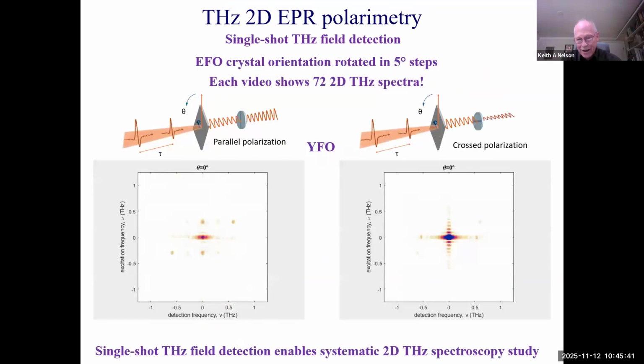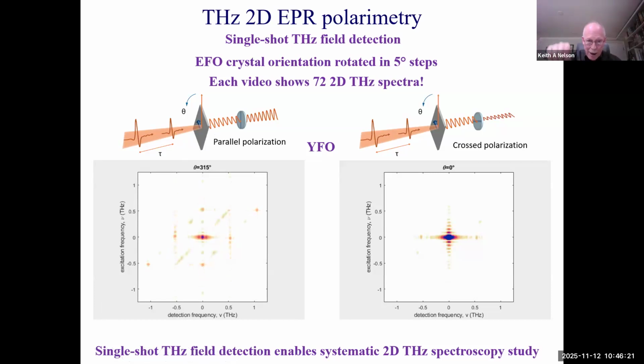And here's an illustration of that. These are 2D spectra, and now it's 2D terahertz polarimetry. That is, we've got our incident pulse pair with a certain polarization, and in this case, we're detecting the coherent signal either parallel or perpendicular to the polarizations of these two. What I'm going to show you here are 2D spectra recorded just by taking the crystal orientation and rotating it in 5-degree steps.